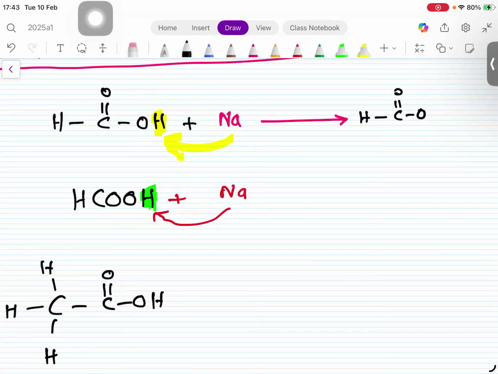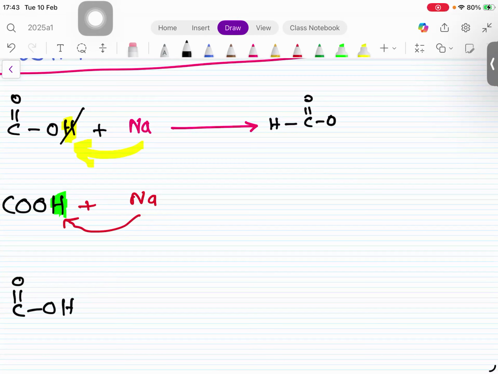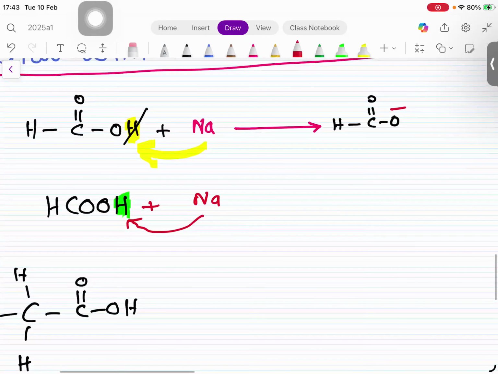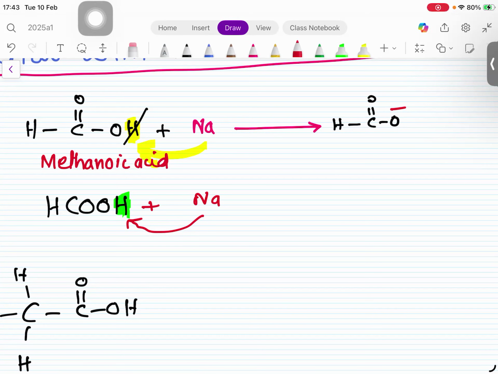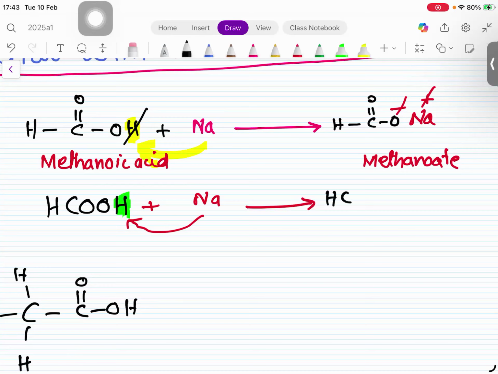HCOO, O is there, and then because of the loss of this hydrogen, it gets one negative charge. If the acid is methanoic acid, this ion that is formed due to the loss of hydrogen is known as methanoate. This is known as methanoate. And instead of that hydrogen, now sodium comes here. Sodium is a metal belonging to group 1, so it has a charge of 1 positive. 1 negative and 1 positive cancel each other, so we write it like this: HCOONa, and we call it a salt, sodium methanoate.